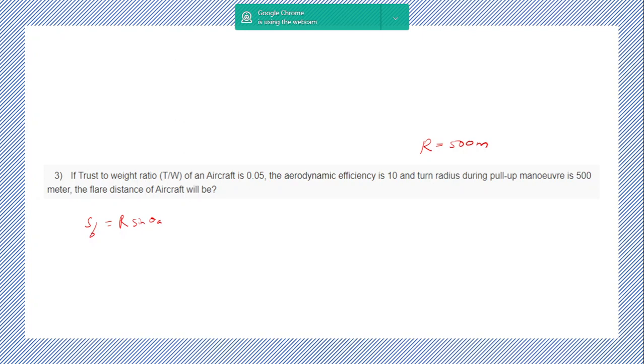This was not discussed in the class? Okay, so when you have a pull-up maneuver, it should not be the approach angle. I don't have the figure with me right now. Just a minute. Flare distance I think is when you get into that pull-up from the ground. I'm not very sure how we derive this formula.